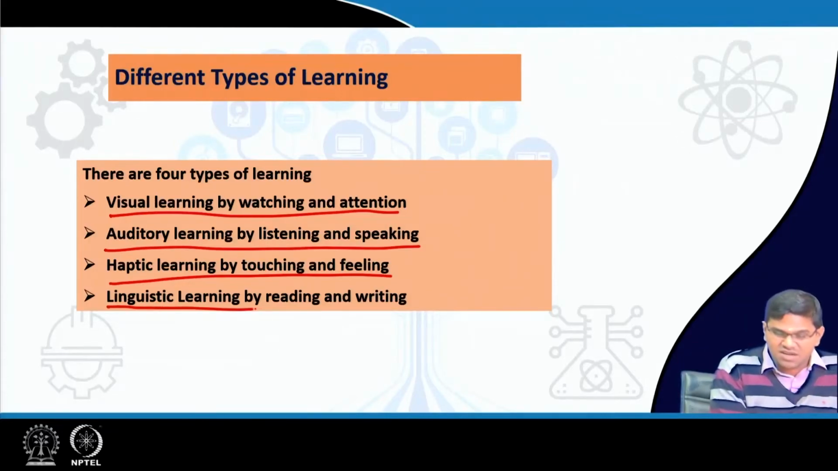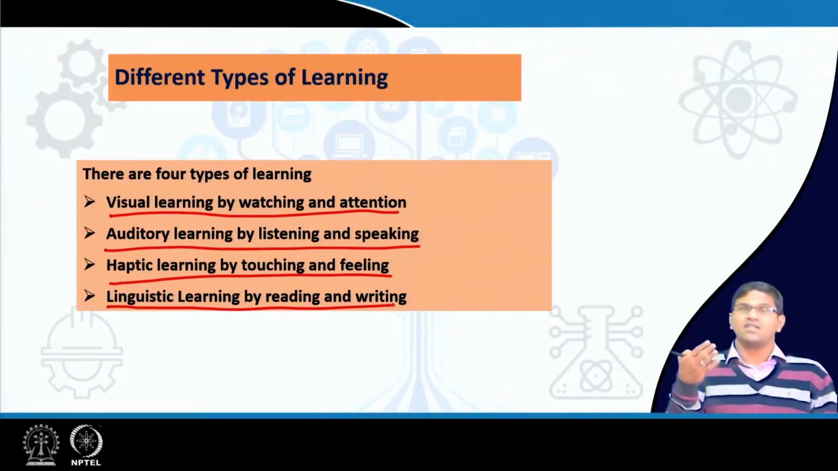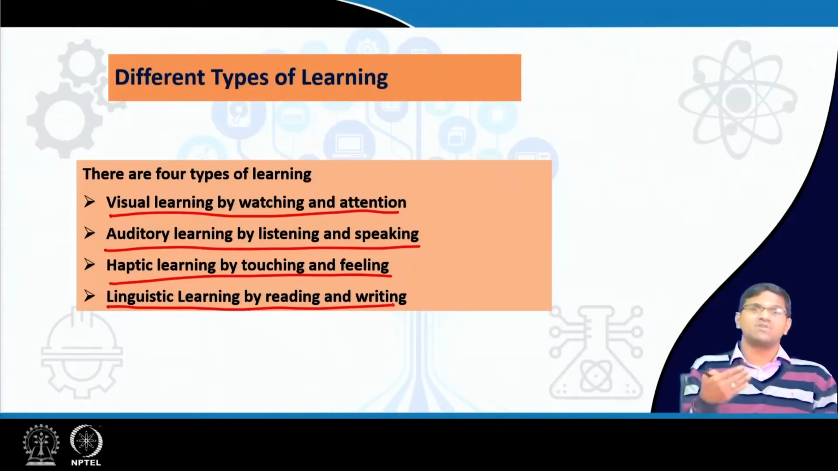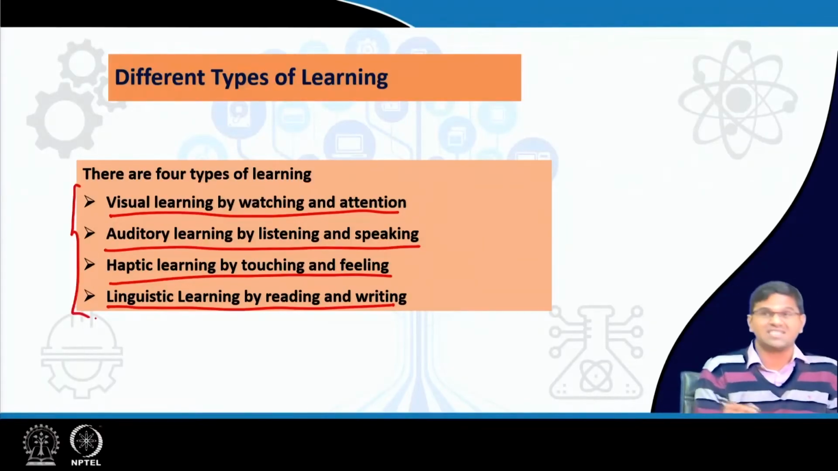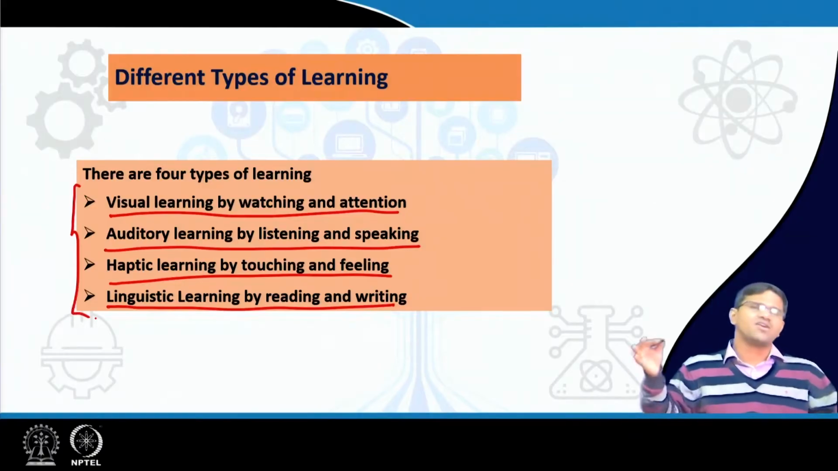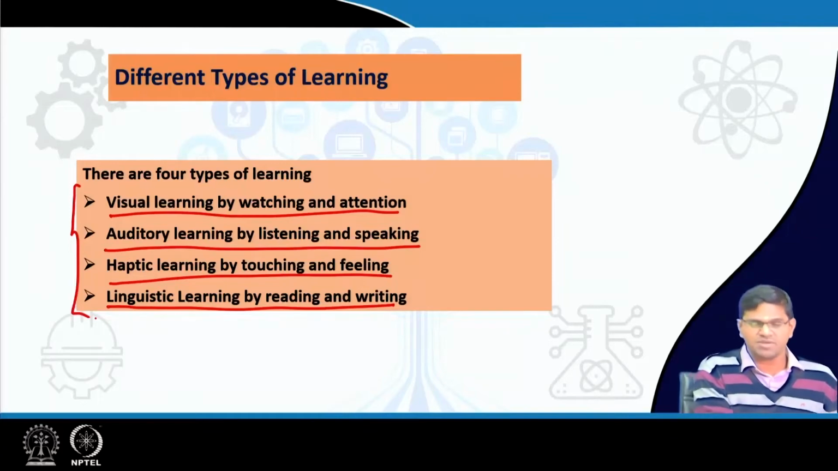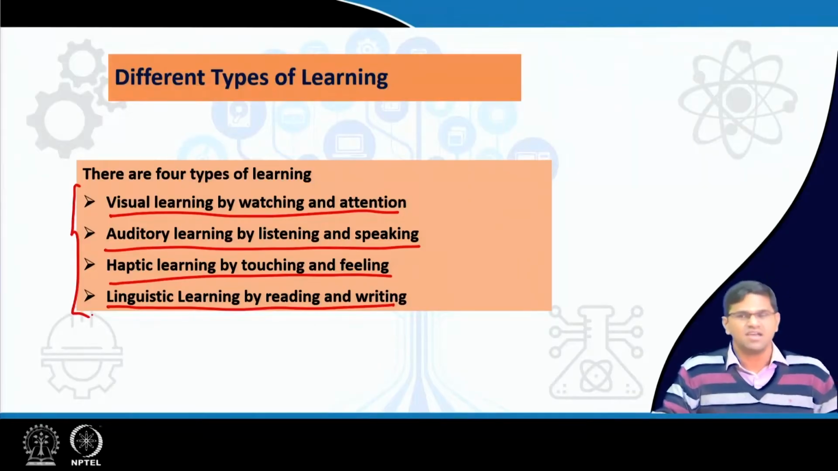Then linguistic learning, which essentially happens through reading and writing. We know people used to read books or manuals on how to operate machinery, how to run a code. There are textbooks which help people to learn a new concept, learn new things, which is again another type of learning. So this is the broad way of classifying the types of learning that occur in any context. It can be a training or it can be an individual perspective also. These four possible types of learning are mostly seen in any context.